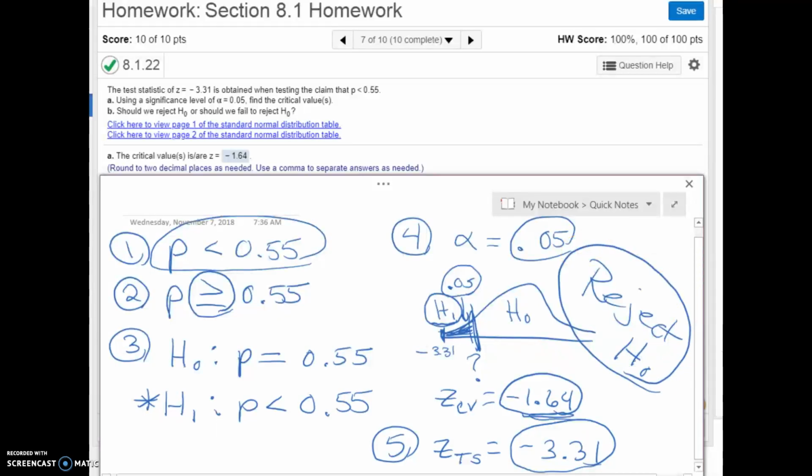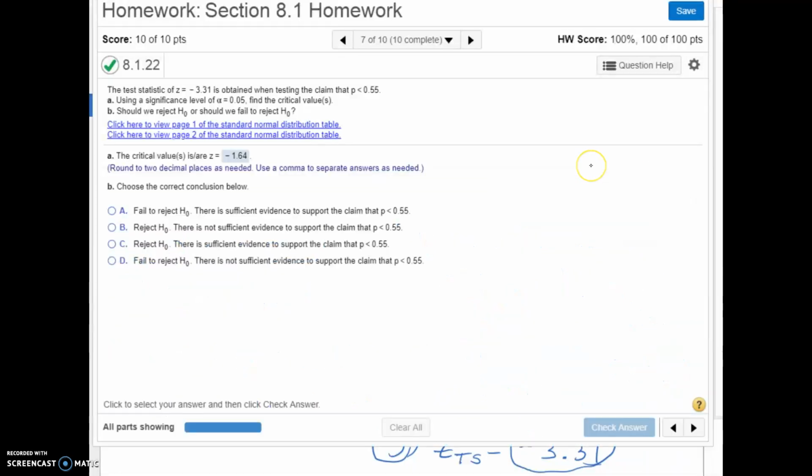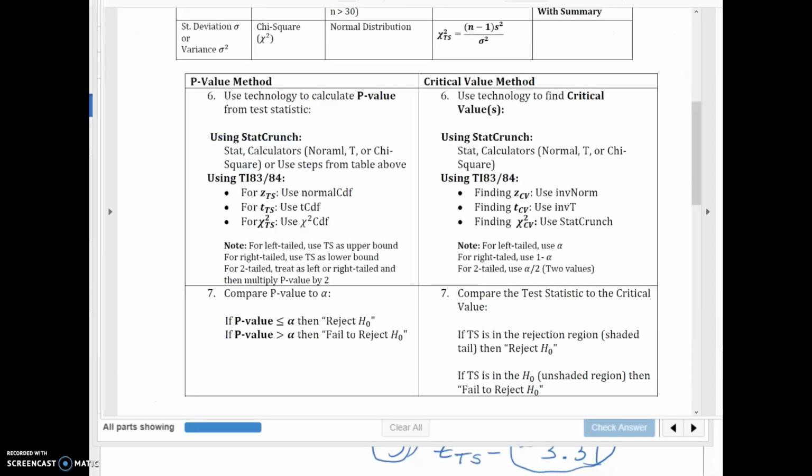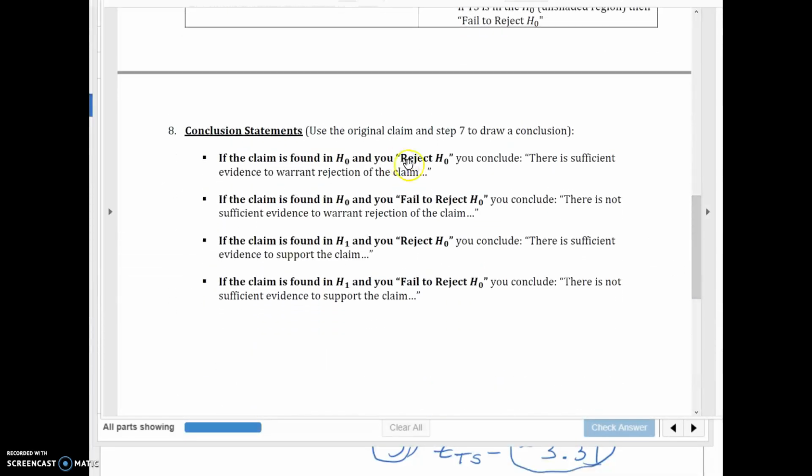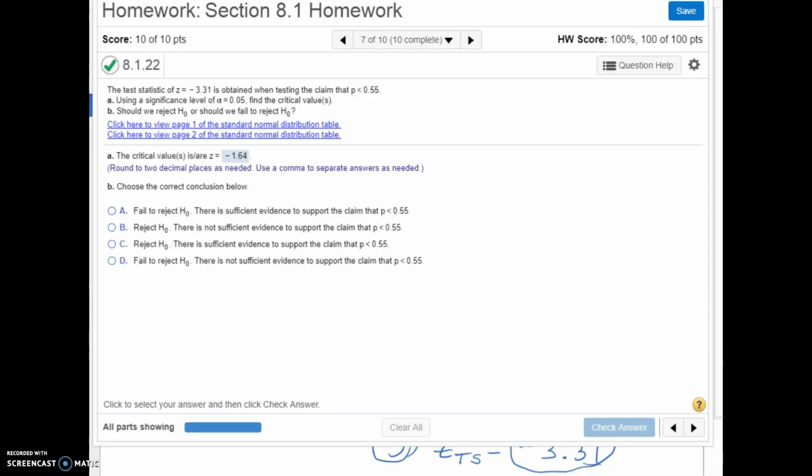To get your final conclusion statement, that's step 8, you have to know where the original claim was. And our original claim, remember, was in the alternative hypothesis. So my claim was found in the H1 and I rejected the null, so there is sufficient evidence to support the claim.